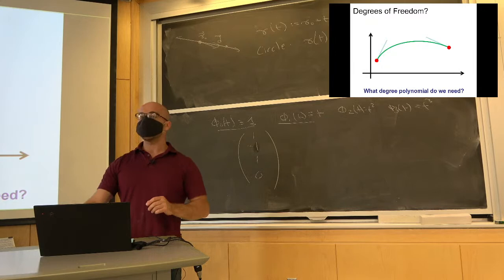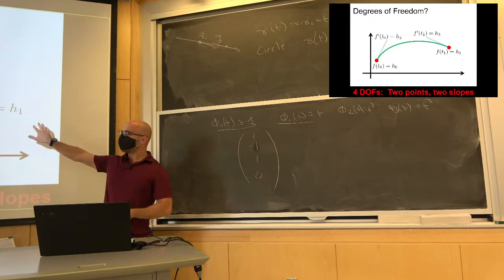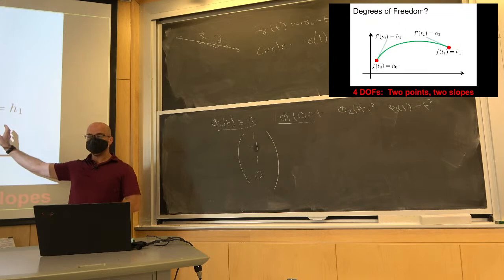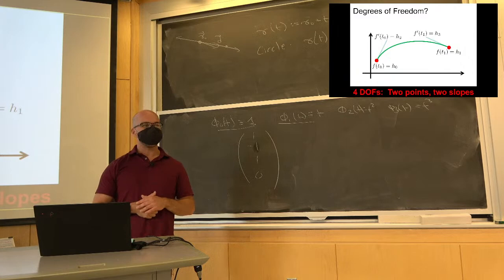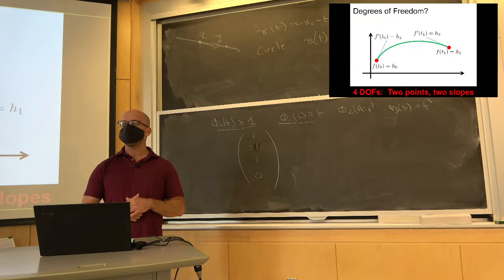So in particular, we have these 4 pieces of information. We want a polynomial. We're going to call that f of t, where I have two different points in time, t0 and t1, where I specify both the value and the tangent. My goal is to find a cubic function that has those two properties. Does that make sense to everybody, what our goal is here?